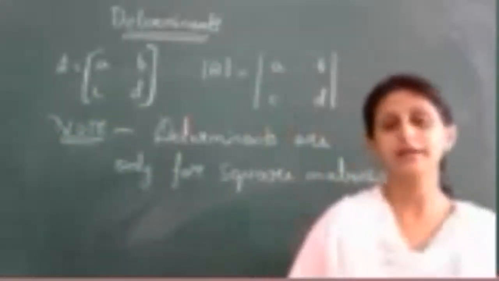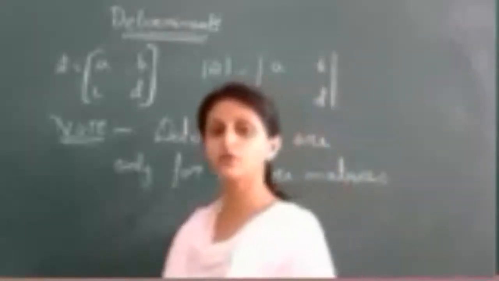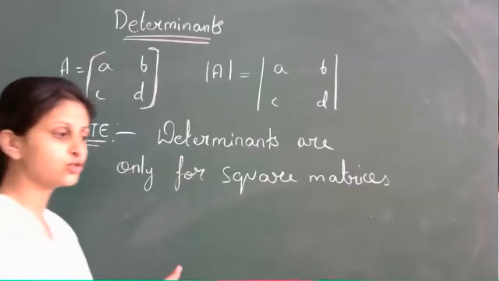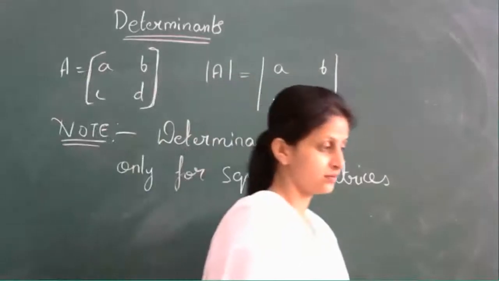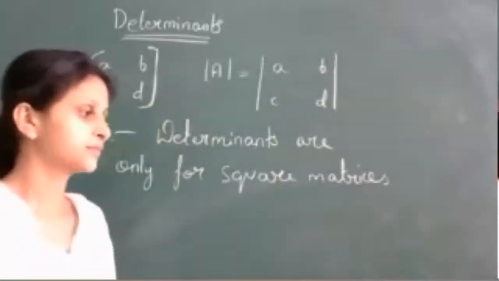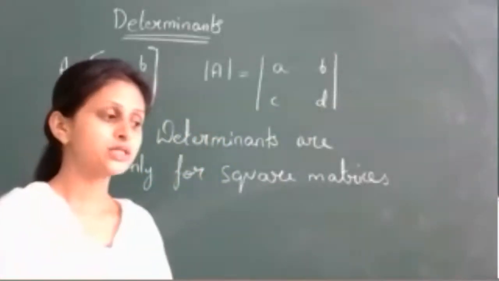Is that clear? This is the second important note. Determinants are only found for square matrices. So, in this whole topic, we will be speaking only about square matrices. So, these two important notes you have to remember. Is that clear till here now? Any doubts, students? Any doubts? I hope it is clear till here.